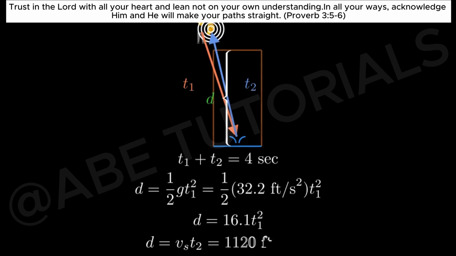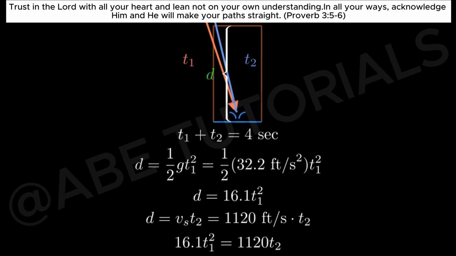For the sound, we use the equation d equals v_s times t_2, where v_s is the speed of sound, which is 1,120 feet per second, and t_2 is the time it takes for the sound to travel up. Now, we have two expressions for the depth d. Since they both represent the same depth, we can set them equal to each other.